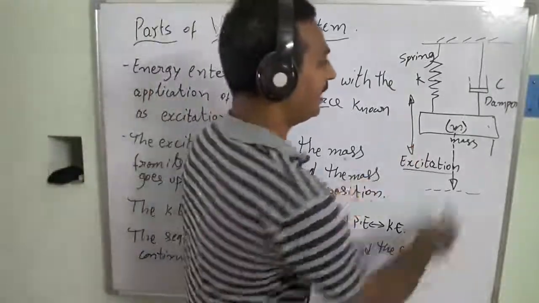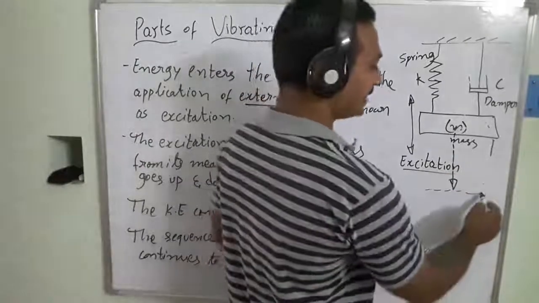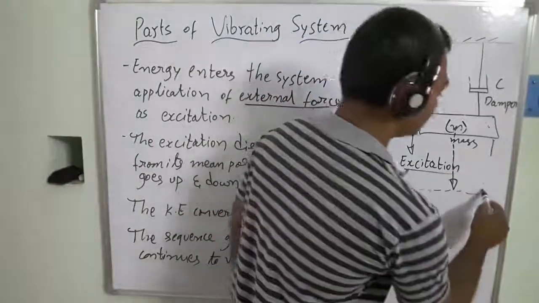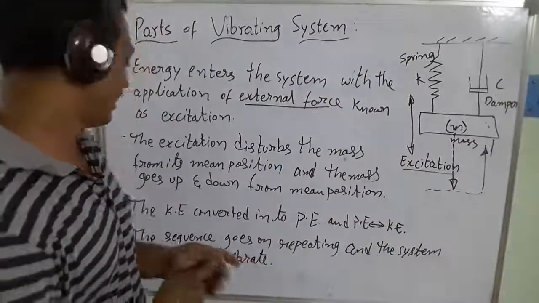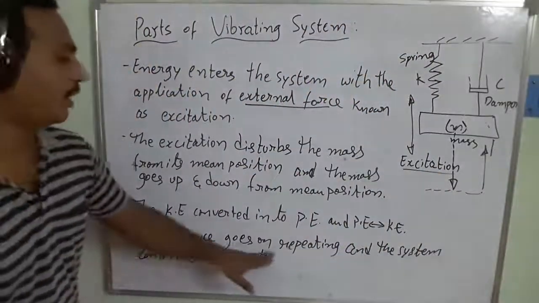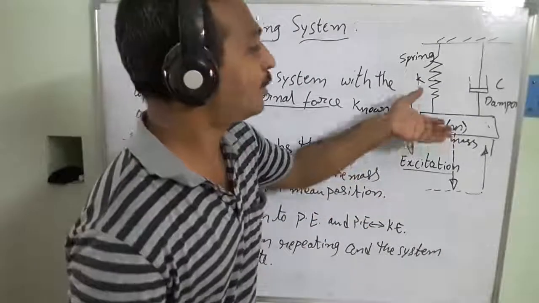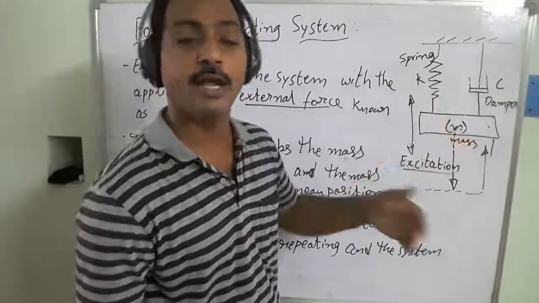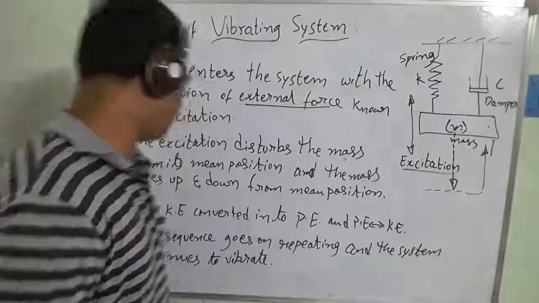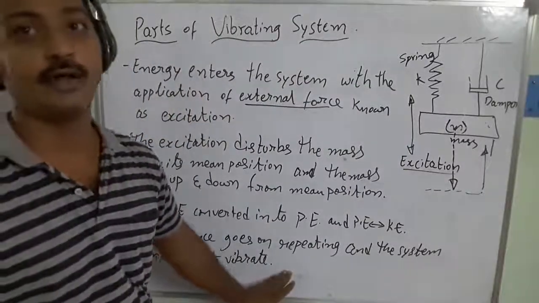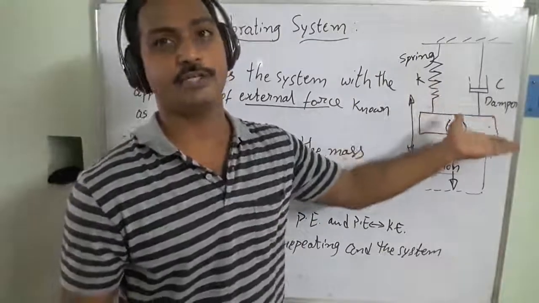When it is in motion, the kinetic energy is gained. Then it is converted into potential energy once it is moving back. That's the potential energy converted into kinetic energy. The sequence goes on repeating, right? Because as long as it possesses that energy within the system, it will go on repeating the same kind of process. The system continues to vibrate until its internal energy dies out.